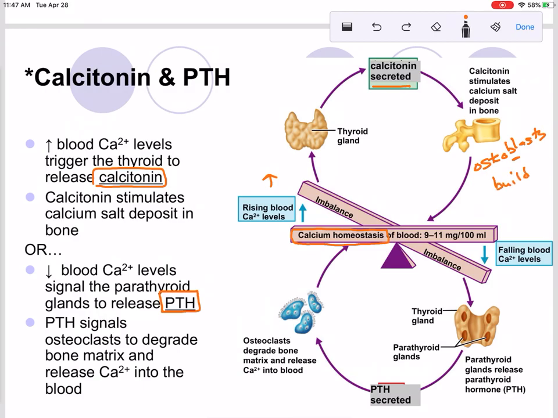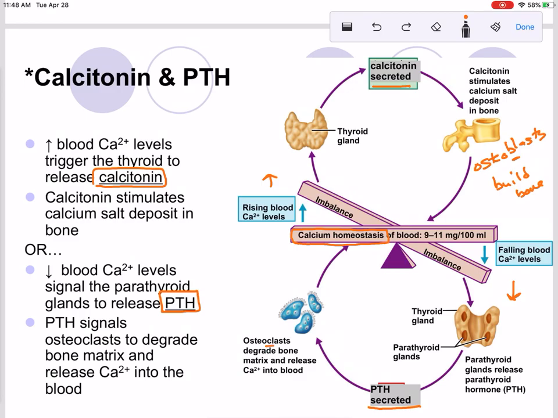Yes. So if blood calcium's too high, we're going to release calcitonin, and calcitonin stimulates the osteoblasts. Remember, osteoblasts build bone. So if my initial problem is too much blood calcium, the bone is going to take calcium out of the bloodstream into the bone to build bone. So osteoblasts will take calcium out of the blood, bring it into the bone to build bone. And by taking calcium out of the blood, it's lowering blood calcium back to normal.